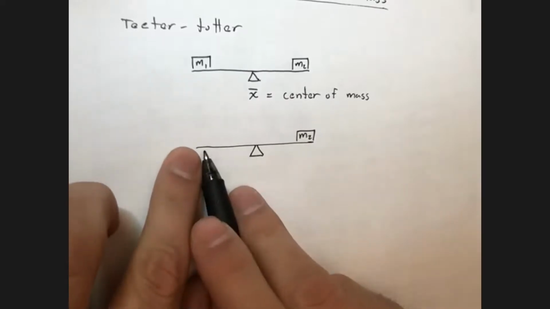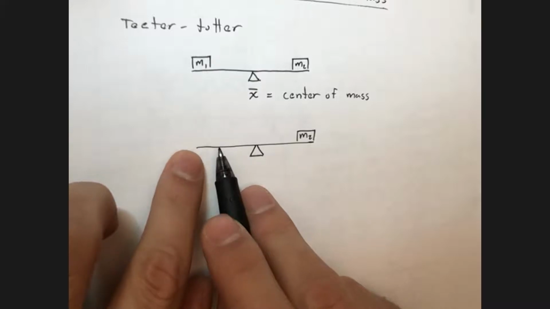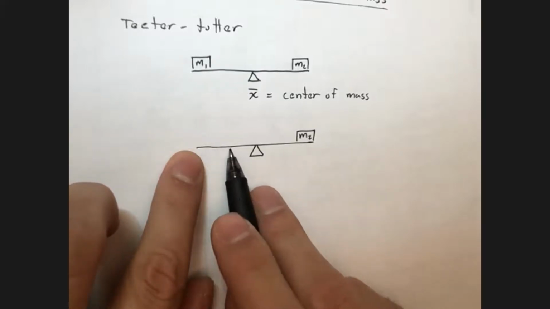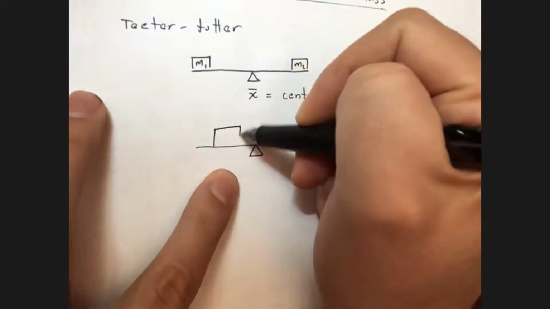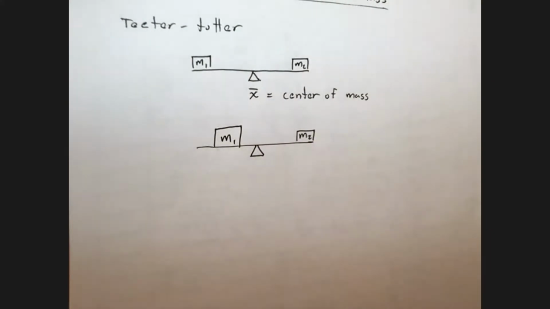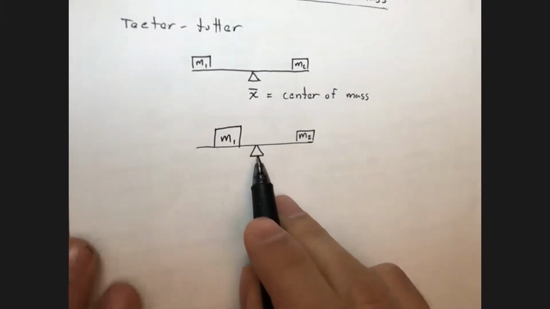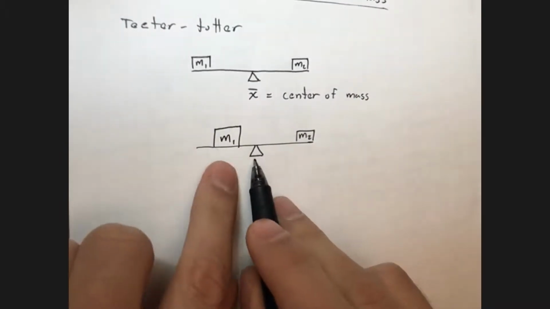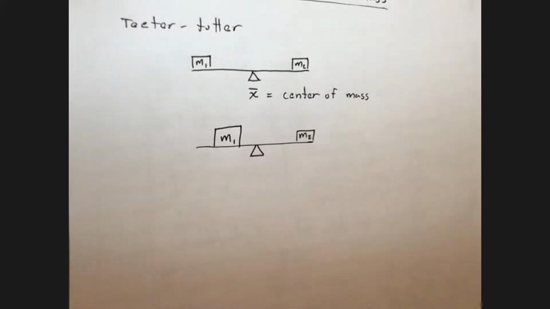But he can move on the teeter-totter to correct this, right? If he weighs more, what do you do? You move towards the fulcrum. So the larger child here, M1, will sit closer to the fulcrum to balance this. So again, the center of mass is now the balancing point, but notice it's not equidistant to these two masses.